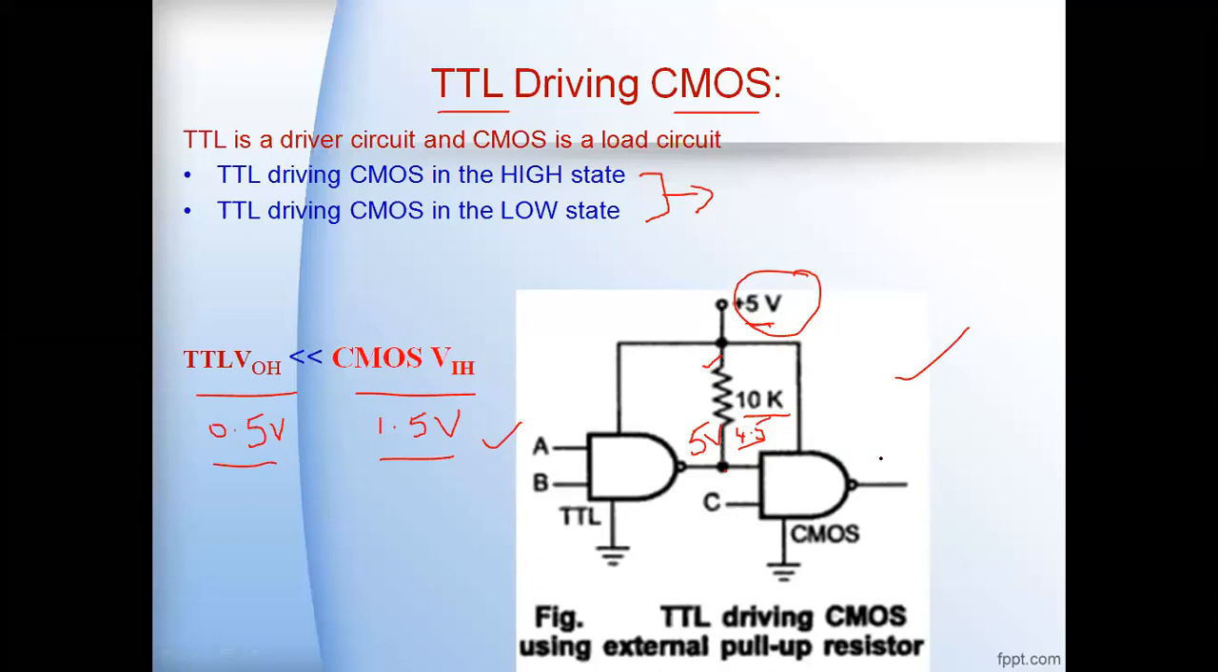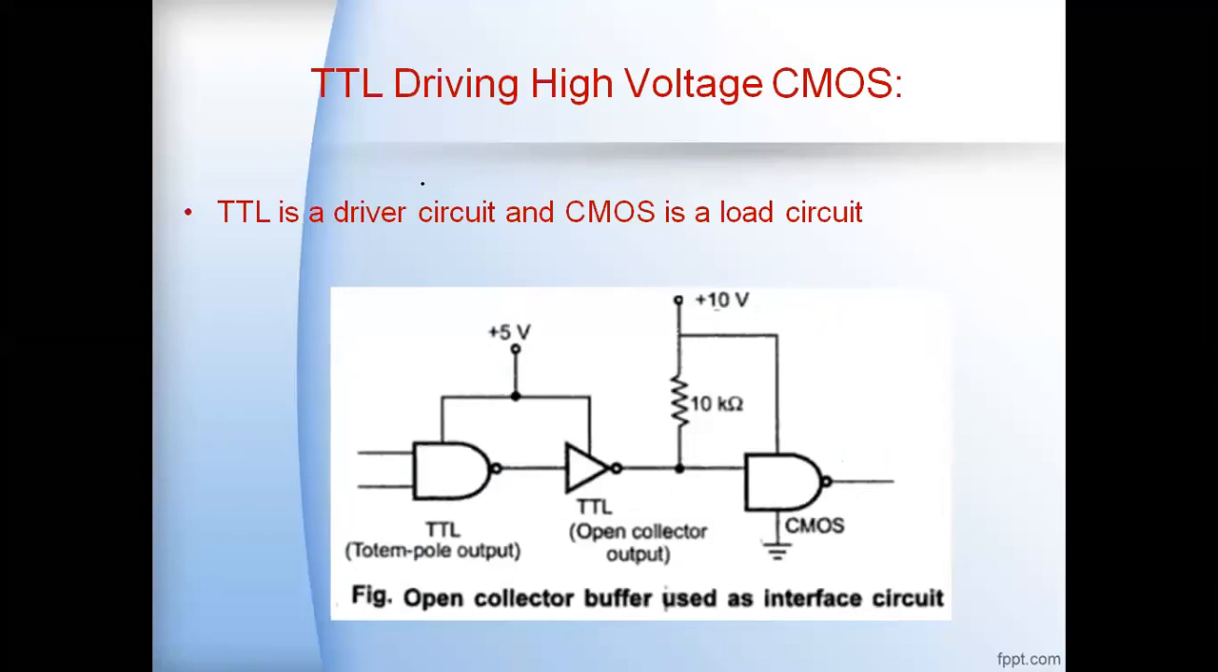Next, we will move on to the next one. Now here the second one, see the first possibility, second case. What is the first possibility? The TTL is a driver circuit, CMOS is a load circuit. In that condition, the second case is the TTL driving the high voltage CMOS here. High voltage CMOS means the operating voltage is approximately 15 volts. That is, the supply voltage VDD is 15 volts. So we have the same situation: the TTL is a driver circuit and the CMOS is a load circuit here.